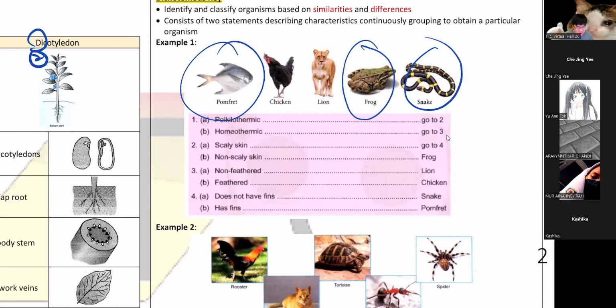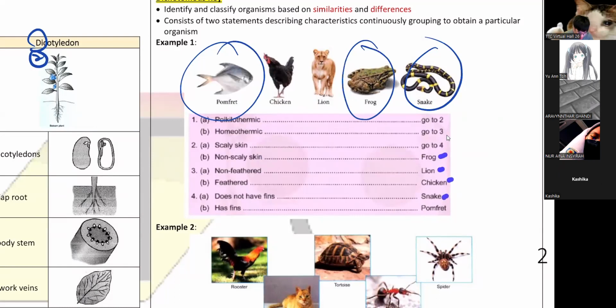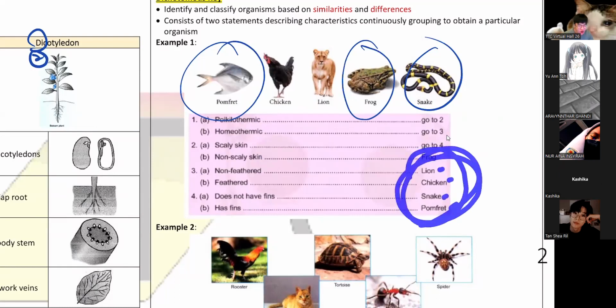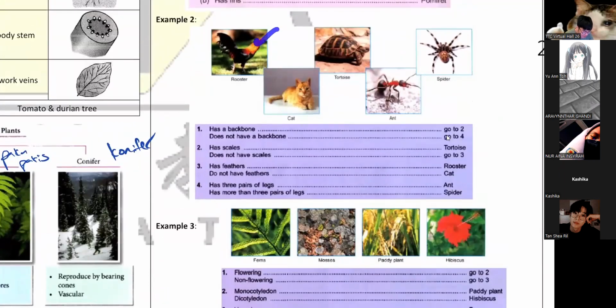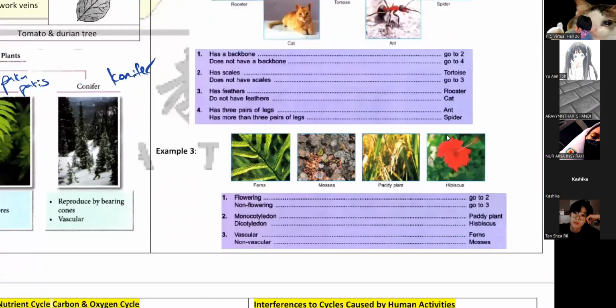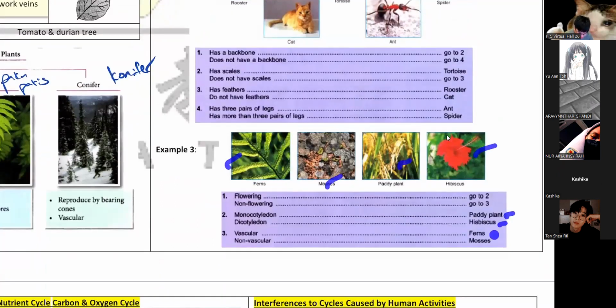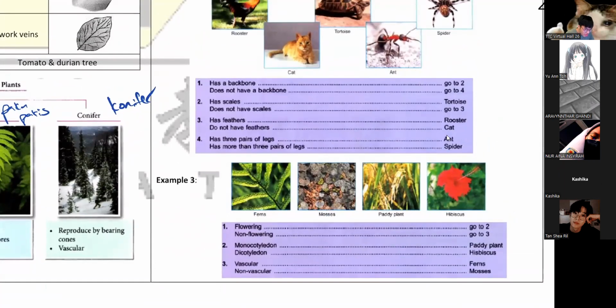Okay, classified. So you see, frog, lion, chicken, snake, pomfret, all classified already, right? All have classes already, right? Then you stop asking questions. Same thing, you see, 5 here, 5 here, and then 4 here, 4 here. You keep asking questions until you sort everything out.